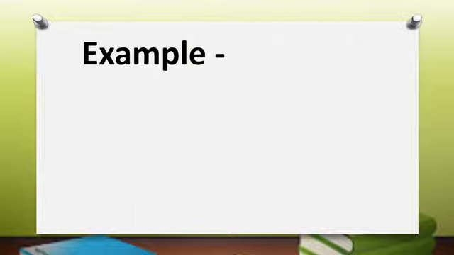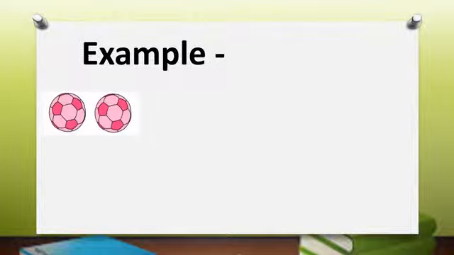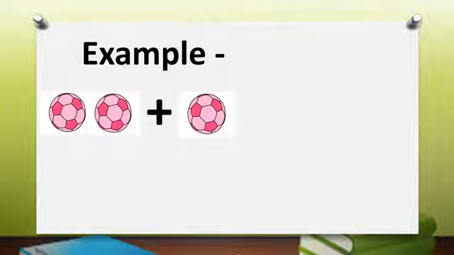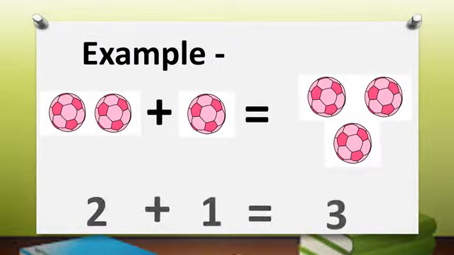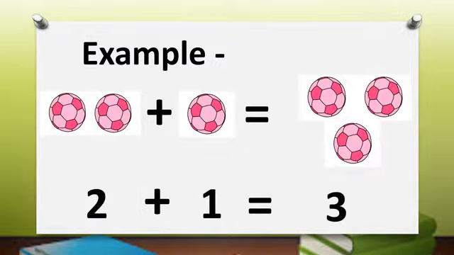In this example, there are 2 balls plus 1 ball. Now let's add all the balls together. 1, 2, 3. So there are 3 balls in all. So 2 plus 1 is equal to 3.